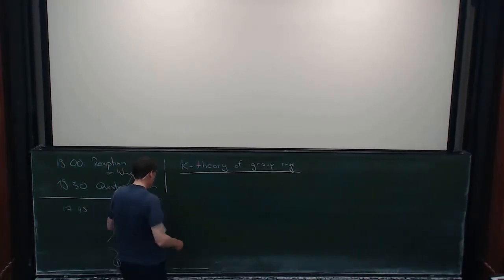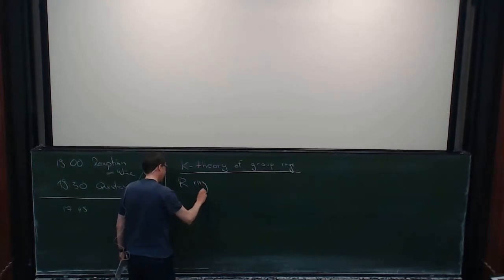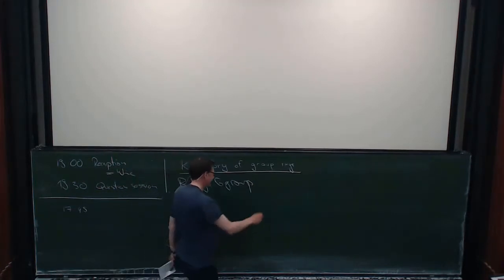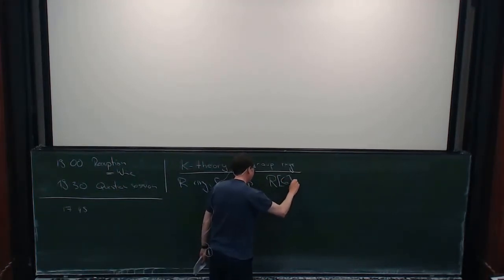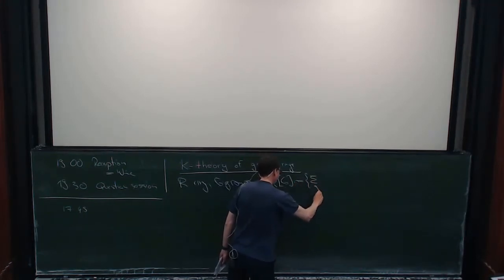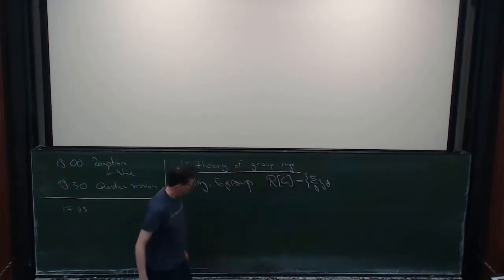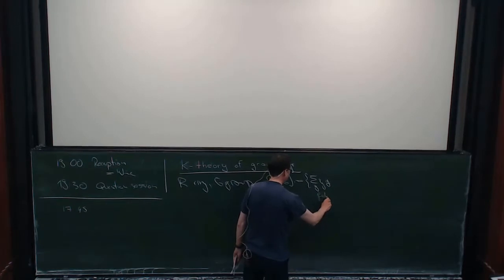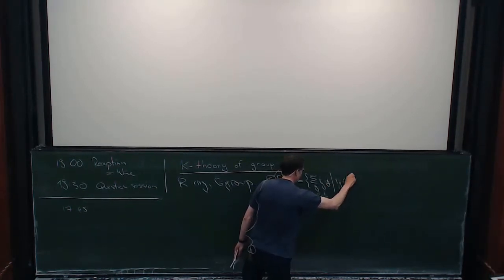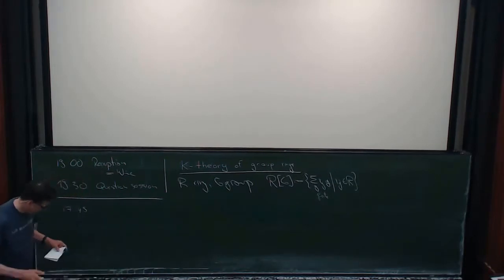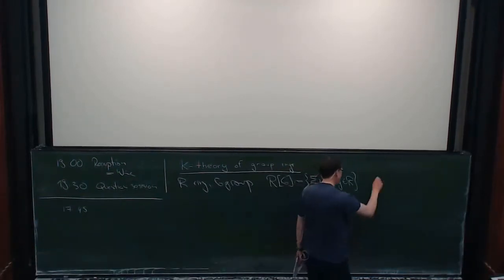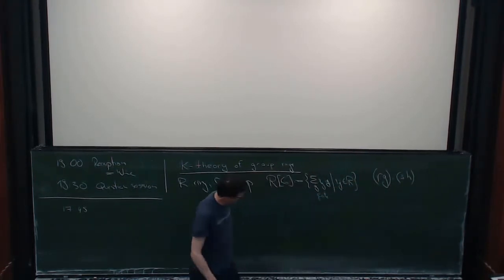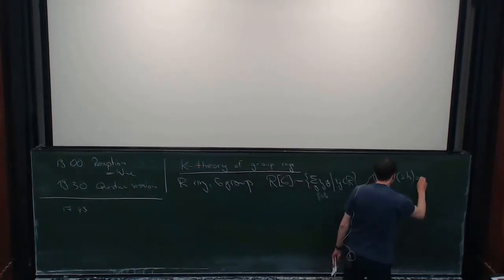So I'm going to talk about K-theory of group rings. So we have a ring and a group, and then we form the group ring, consisting of all finite formal linear sums with coefficients in R over the group. So it's a finite sum, and the coefficients are elements in the ring. And we multiply using the multiplication in the group, right?